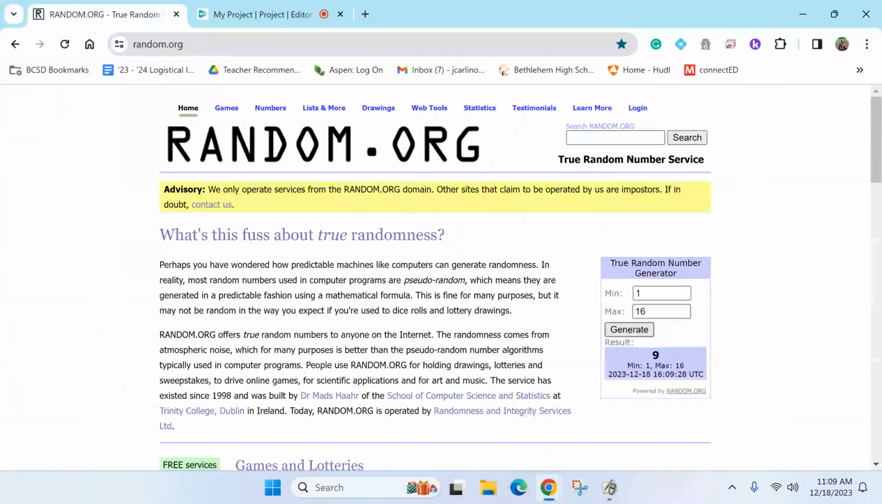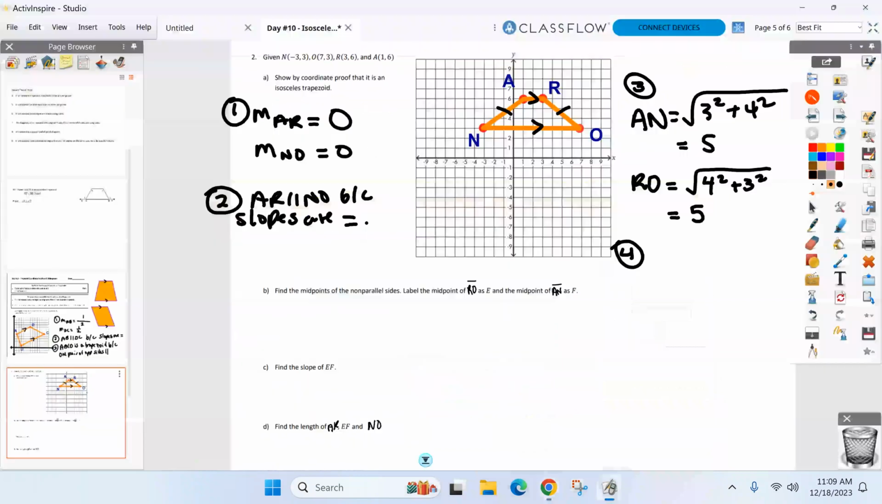What did we just learn there? Ian, what did you just learn? Distances are congruent. So that means what about AN and RO? There you go. AN congruent to RO because distances are equal.